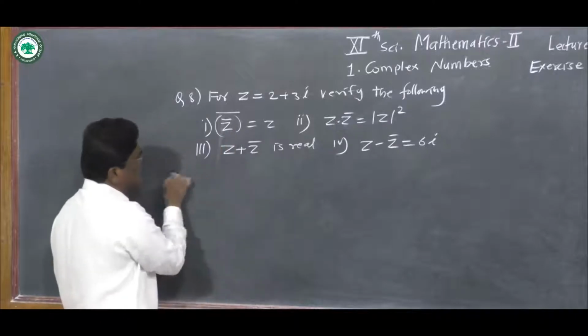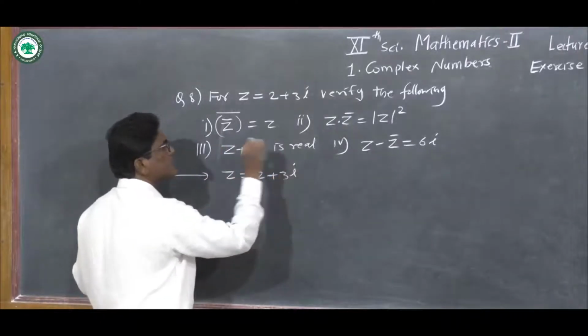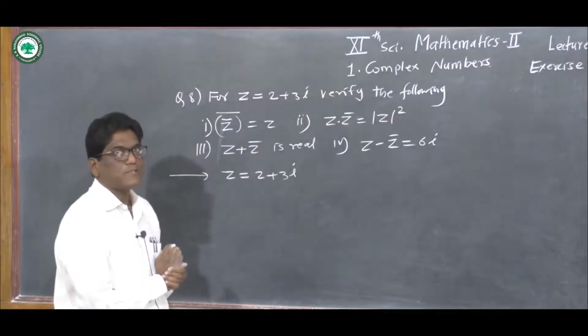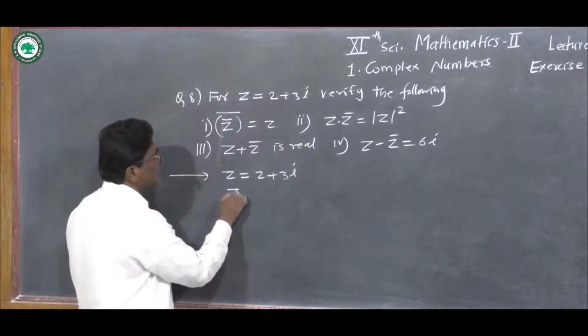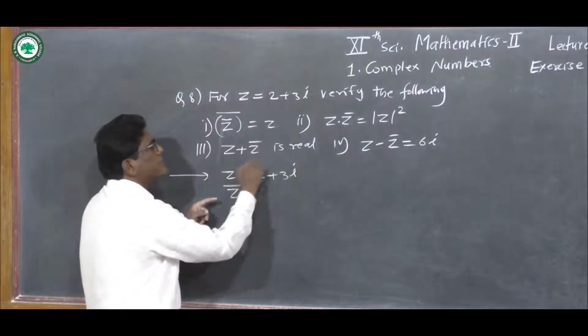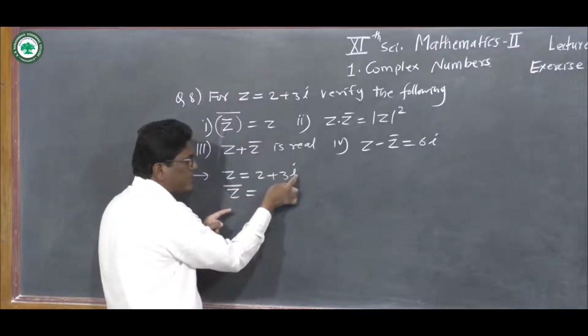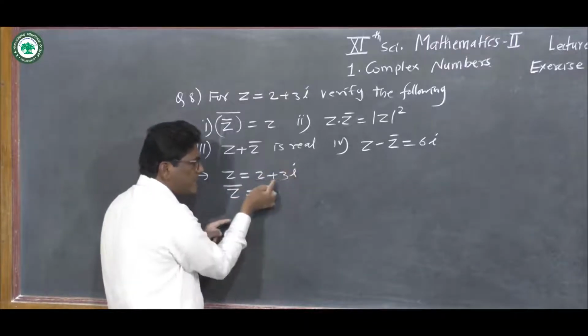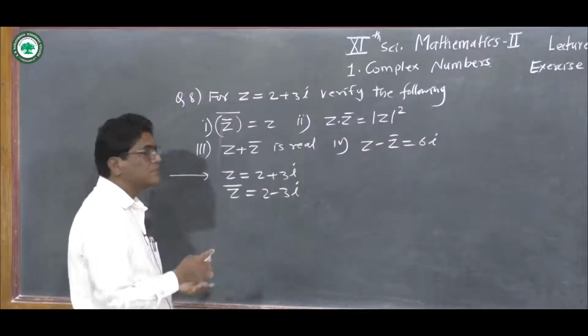So we have given Z. Z is equal to 2 plus 3i. Z bar means the conjugate of this Z. While we find the conjugate, we change the sign of the imaginary part. Here the imaginary part 3i has a plus sign, so we take minus. 2 minus 3i. This is Z bar.